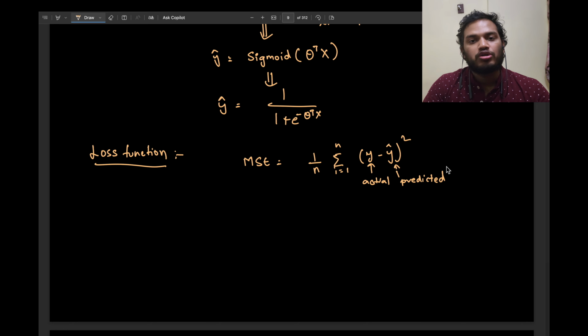Now, what do you guys think? Can we use this mean squared error? How many of you think that we can use it? If you think that we can use it, then what is the reason? And similarly, if you think that we can't use it, what is the reason?